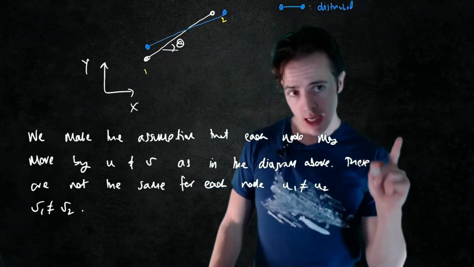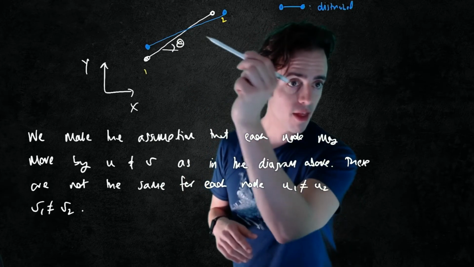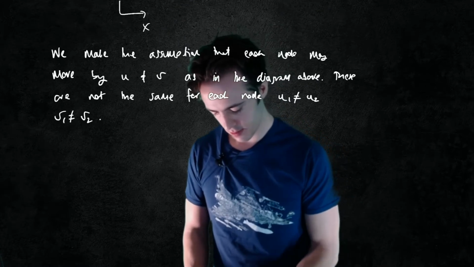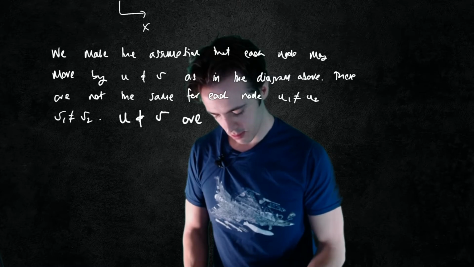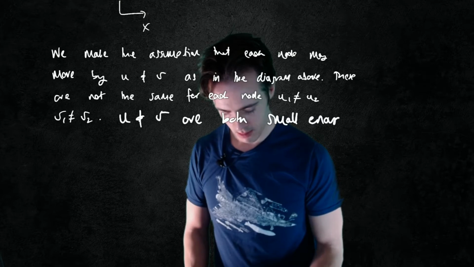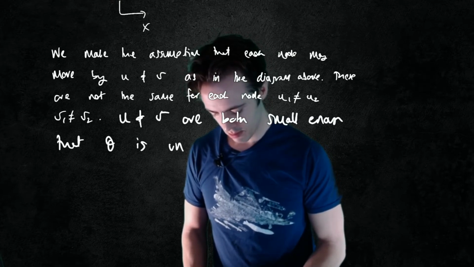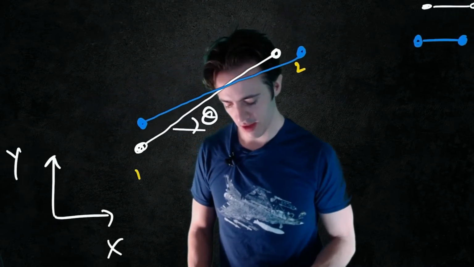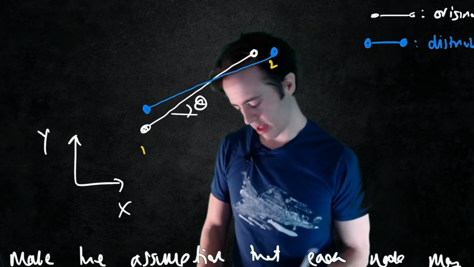We also then further make the assumption that helps us simplify the mathematics is that these displacements are small enough that theta remains unchanged. So in this example that I've just drawn, I've obviously drawn quite a large displacement, but actually we're talking about a small displacement. So let's draw these displacements on here.